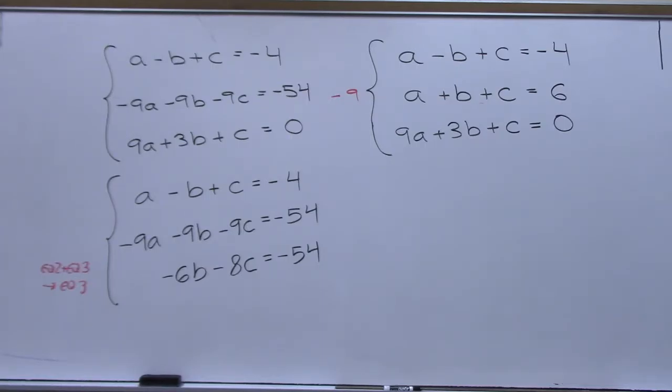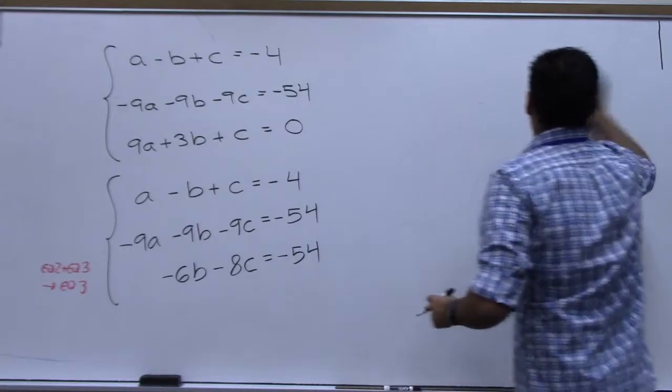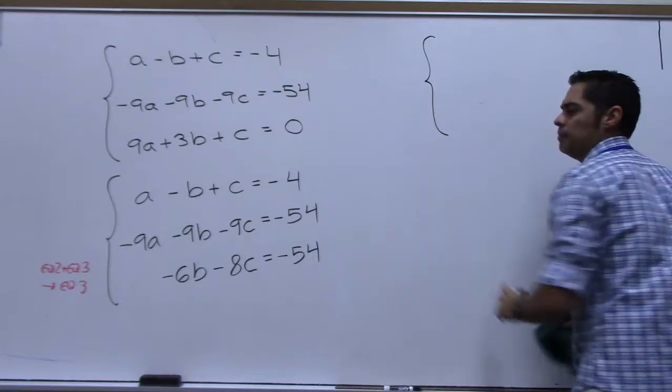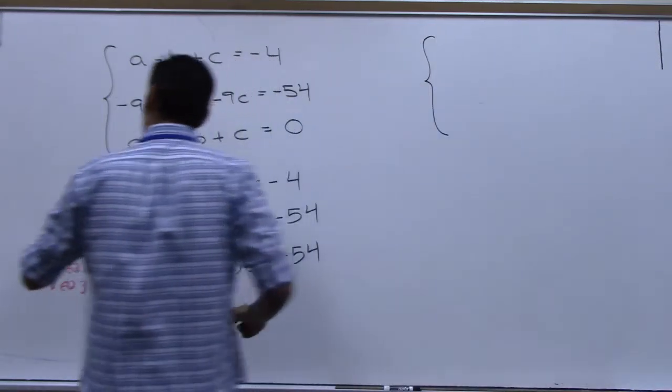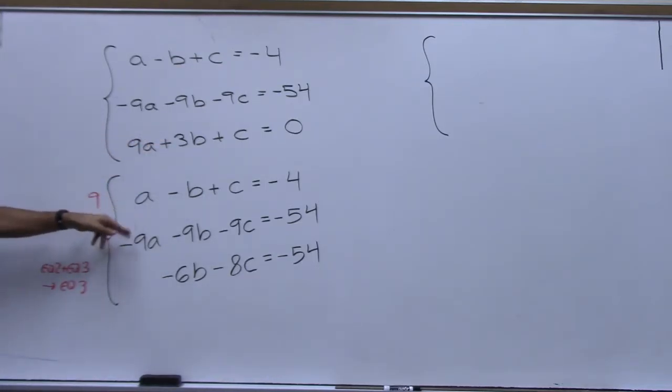Any questions? Now, what would you like me to go after now? You want the first equation times 9? I agree. First equation times 9 will give me a 9A up there, and that'll kill off with this A.